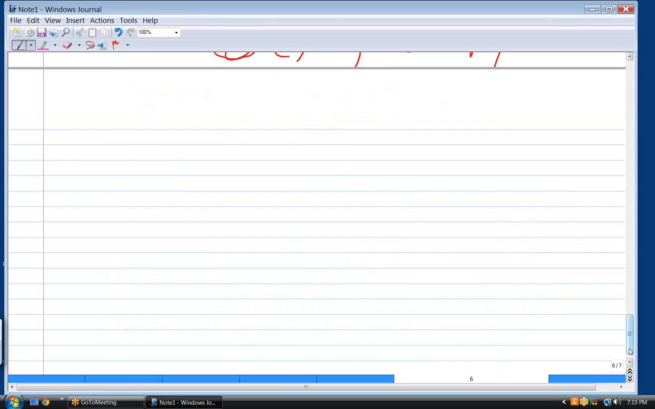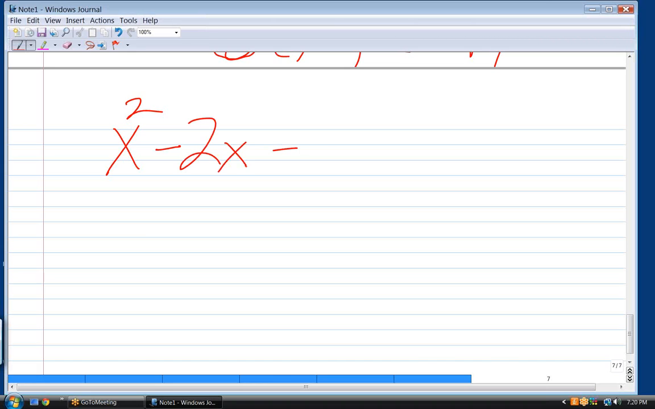So if you get a problem like this, what are we looking at? That's going to be a hyperbola. What orientation is it? Horizontal. Correct. What's this?